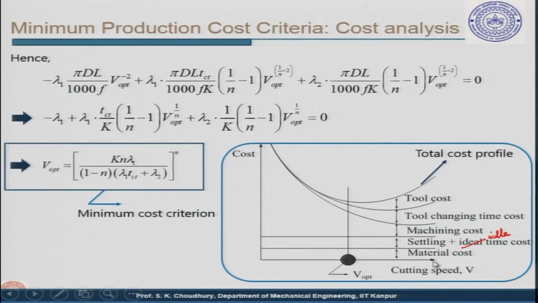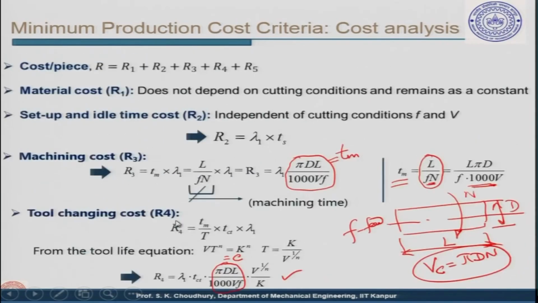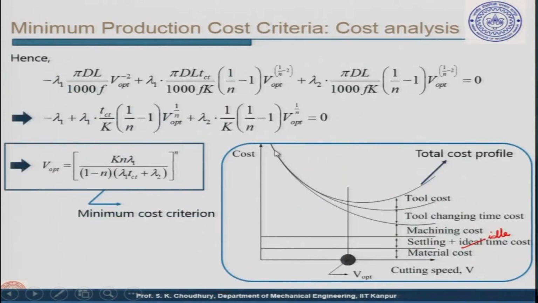as I said earlier. Now, the machining cost R3, let us see, R3 we found out like that. So, this is V to the power minus 1. It is a non-linear curve, because R3 will be lambda 1 pi d L by 1000 F and V to the power minus 1. So, this will be a curve which is non-linearly changing with the increase in the cutting speed, and this is decreasing. As the cutting speed is increasing, the machining cost will actually decrease, as you can see here.